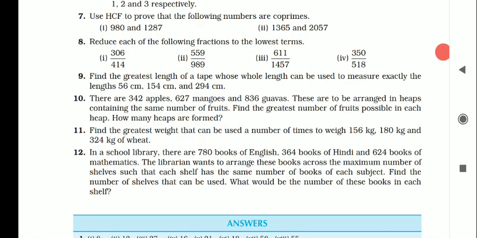In a school library there are 780 books of English, 360 books of Hindi and 64 books of mathematics. The librarian wants to arrange these books across the maximum number of shelves such that each shelf has the same number of books of each subject. Find the number of shelves that can be used. What would be the number of books in each shelf?